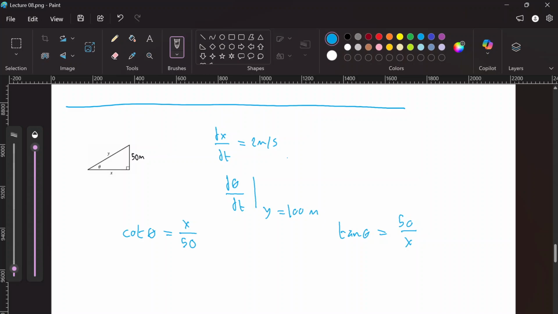50 over x, it will be minus 50 over x squared dx over dt. But x over 50, it will be just 1 over 50 dx over dt. So it's easier, right? So let's use cotangent theta. So cotangent theta is the easiest solution.